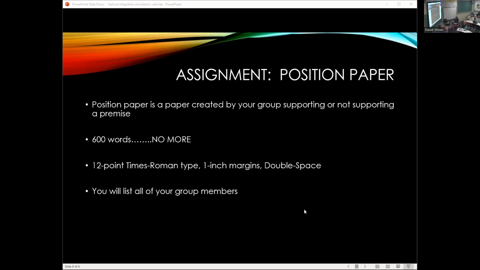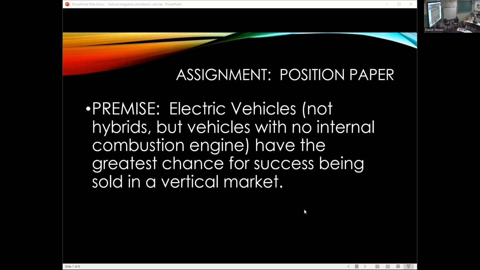So the format, this is the way I want you to do it. I want you to start the paper with the premise. Under that, the next paragraph, I want you to say, or you can take the premise and say, we do not believe electric vehicles have the greatest chance for success being sold in the vertical market. It's the first statement that you make, yes or no. Then the rest of the paper, I want your justification for that reason.